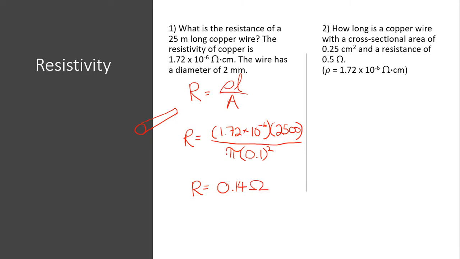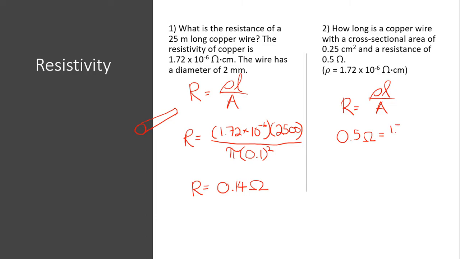Wires are really low resistance. We consider them to be 0, so we don't expect to see a large resistance value. So let's look at number 2. How long is the wire? With an area, and a resistance, and a resistivity. So we are solving for length in this one. But we're going to set up the same way, and just put everything in the right place. The resistance that that wire has is 0.5 ohms.